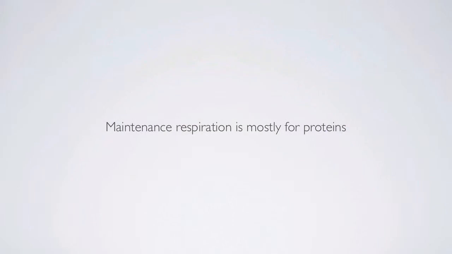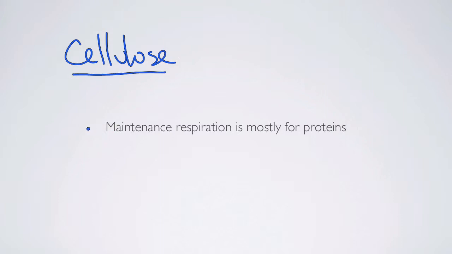Maintenance respiration is mostly for proteins. Some compounds, let's say something like cellulose, once it's formed, it's pretty stable and it doesn't really break down. And if it does break down, it's often not reformed. And so there's not much respiration that's required for regenerating cellulose. Proteins, on the other hand, turn over pretty rapidly. They're not as stable as other compounds like cellulose.